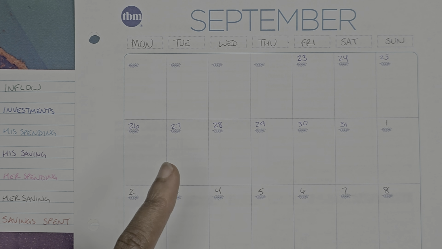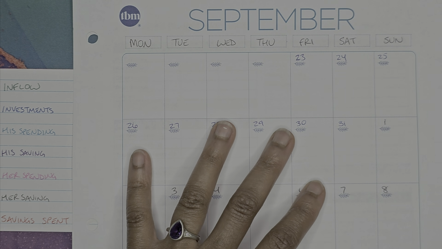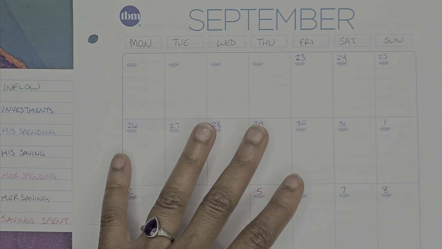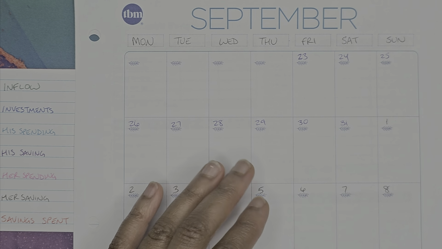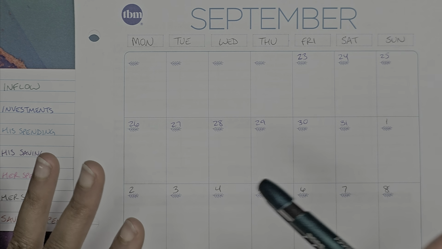But I do it in a slightly different way because at the same time that we're keeping track of the calendar and how things lay out, we are also keeping track of what comes out of whose bank account because we do not share bank accounts. So if that's something that interests you, stick around.